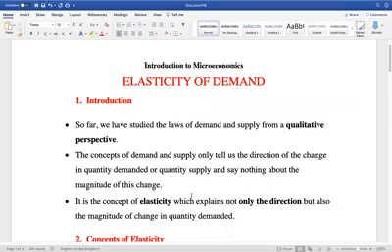So far we have studied the laws of demand and supply from a qualitative perspective. If you remember what we looked at in terms of the laws of demand and supply, we were just looking at the relationship. Can someone state for us the law of demand, just to remember? What does the law of demand state?